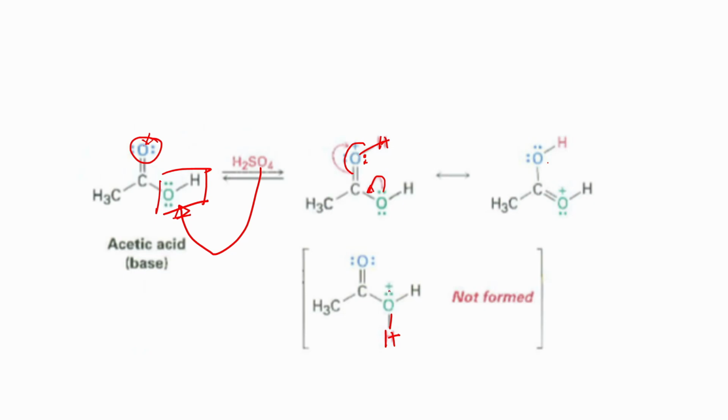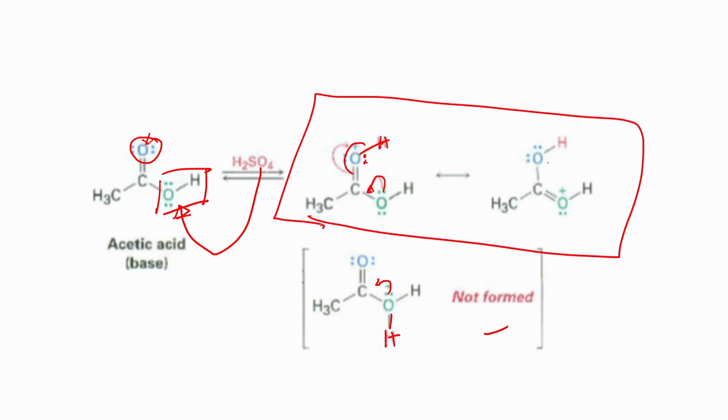Your oxygen already has 3 bonds, and this cannot move here since it will become 4 bonds for oxygen. So this is unstable. This is not formed. So this will be the only resonance form that will be present in the succeeding reaction.